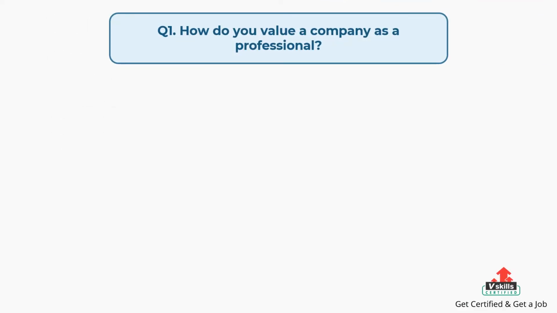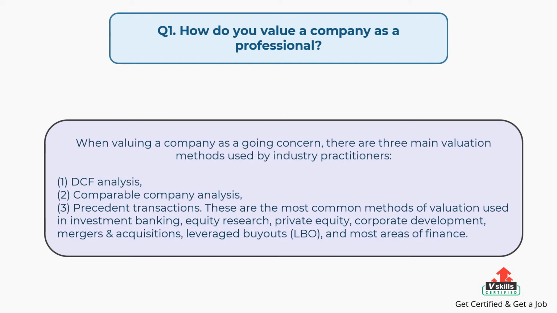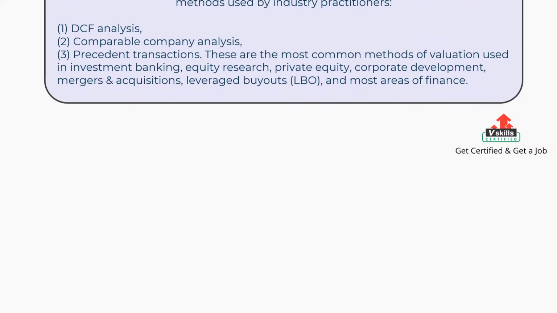How do you value a company as a professional? The answer is, when valuing a company as a going concern, there are three main valuation methods used by industry practitioners. 1. DCF analysis. 2. Comparable company analysis. 3. Precedent transactions. These are the most common methods of valuation used in investment banking, equity research, private equity, corporate development, mergers and acquisitions, leveraged buyouts, LBO, and most areas of finance.